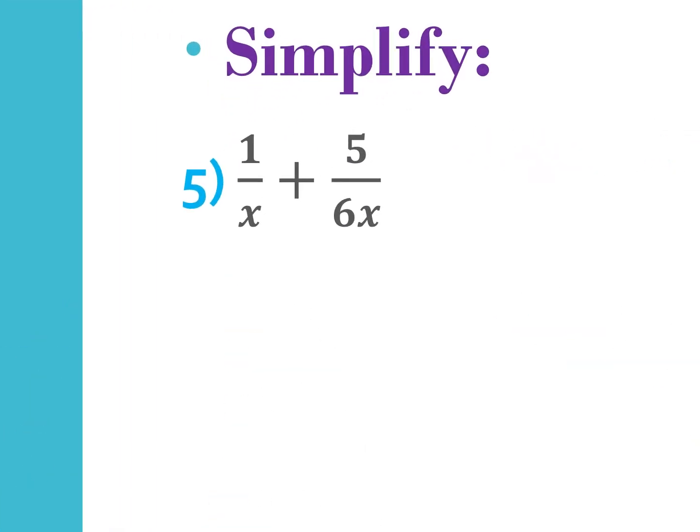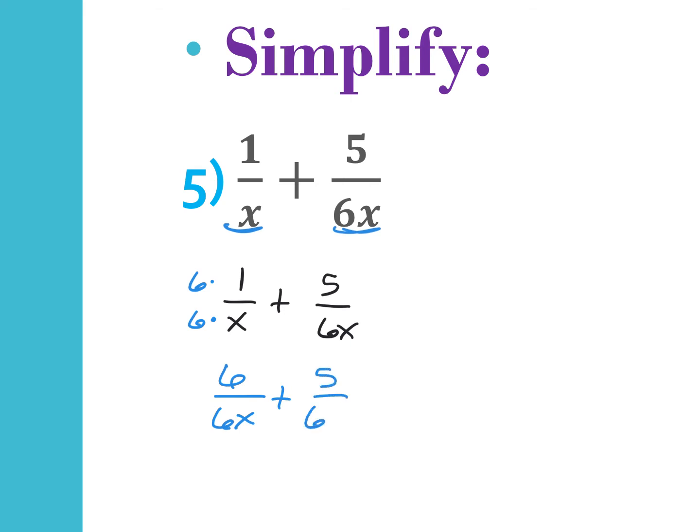So again, I'm looking for a common denominator. This is being multiplied. So I just have to figure out what is this one missing, and this one's missing the times by 6. So let me go ahead and just rewrite the problem. So 1 over x plus 5 over 6x. So this one's missing, multiply by 6. Whatever you multiply to the denominator, multiply to the numerator. So this new fraction now becomes 6 over 6x plus, and this one stayed the same.